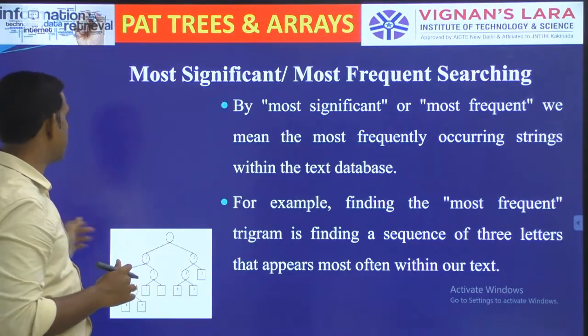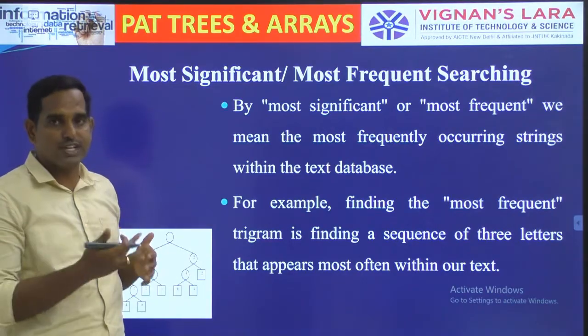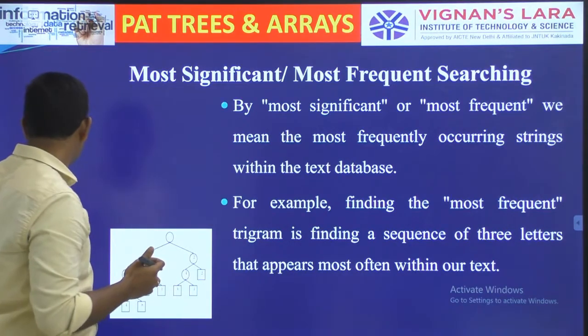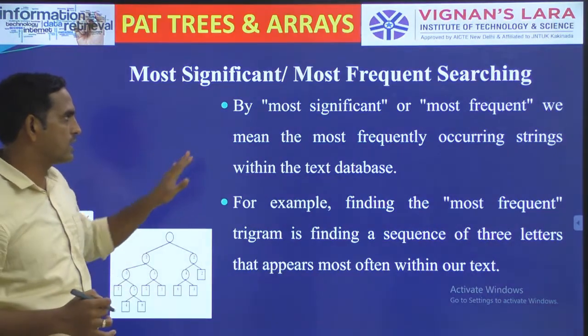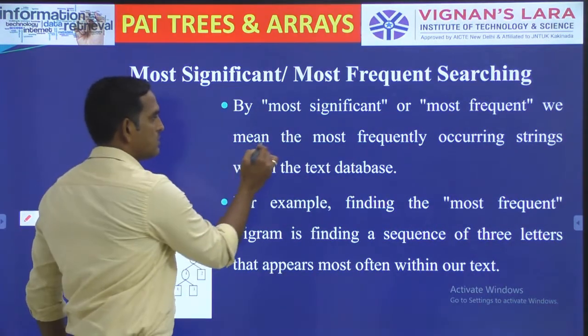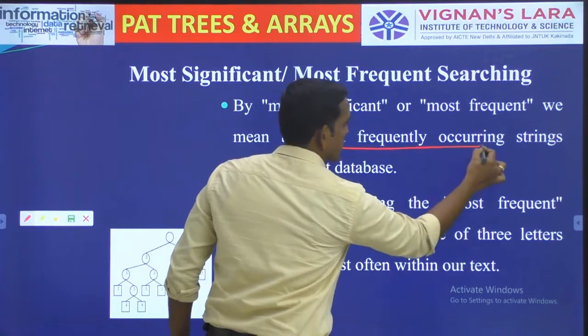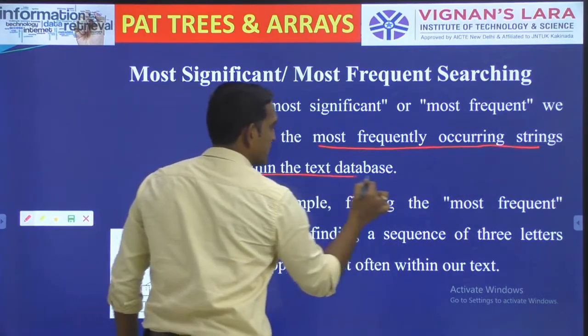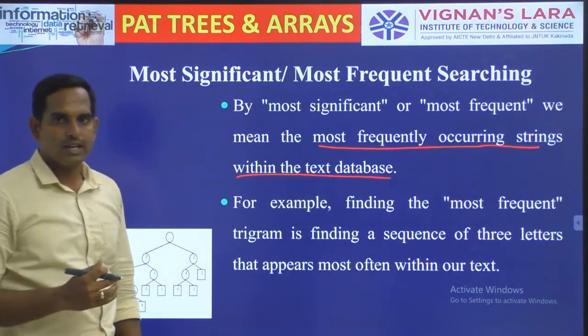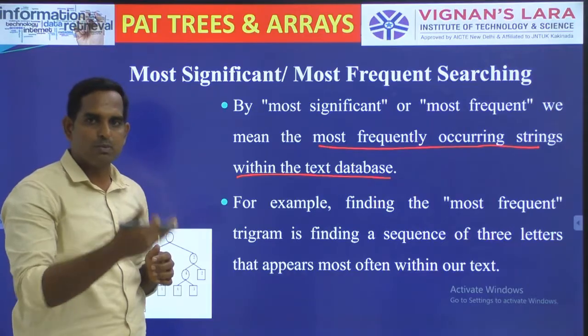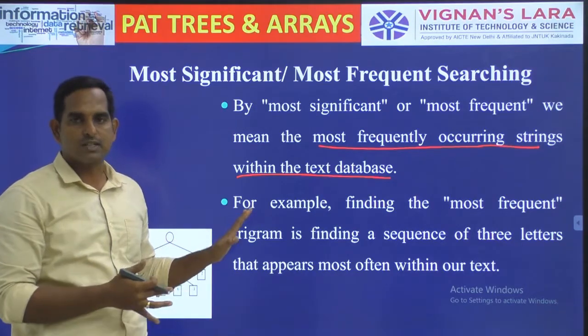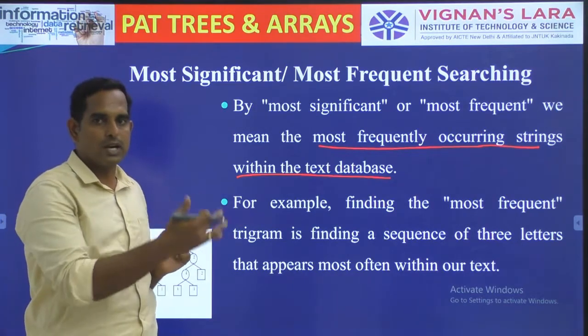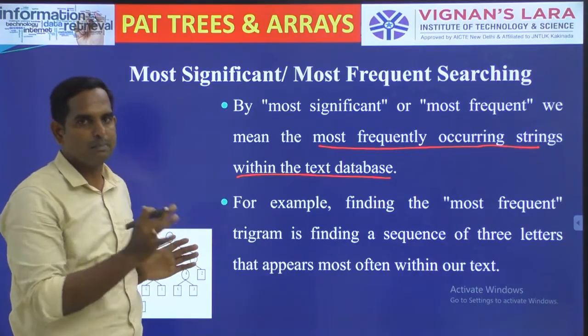The next one is the most significant or most frequent searching. This algorithm implies finding the most frequently occurring strings within the text database. Which is the string which is repeated more number of times in your string, not the longest but more number of times within the complete pattern.